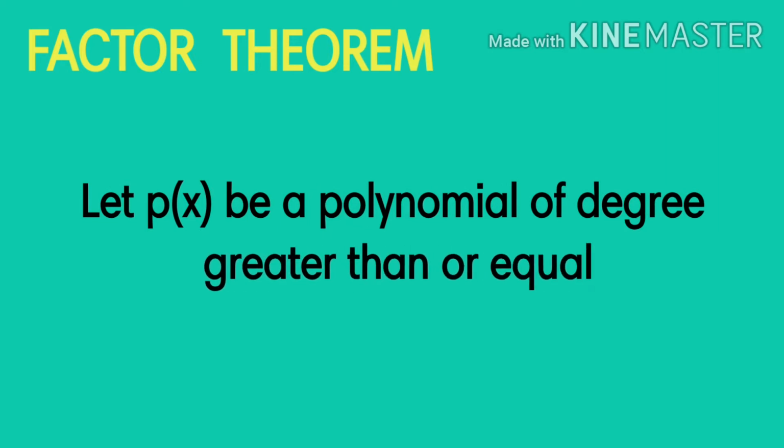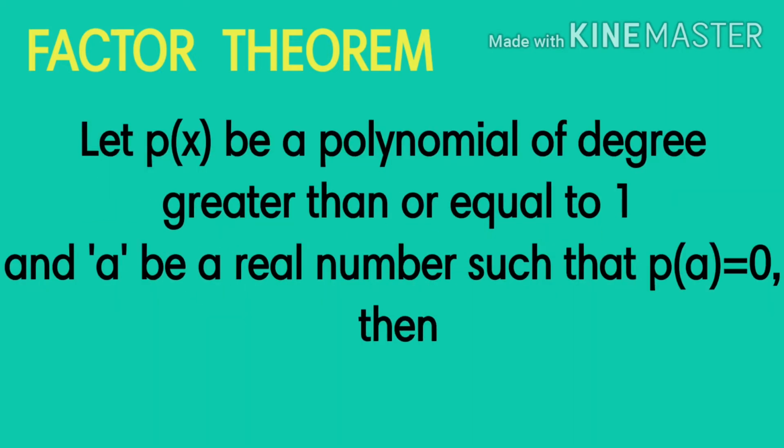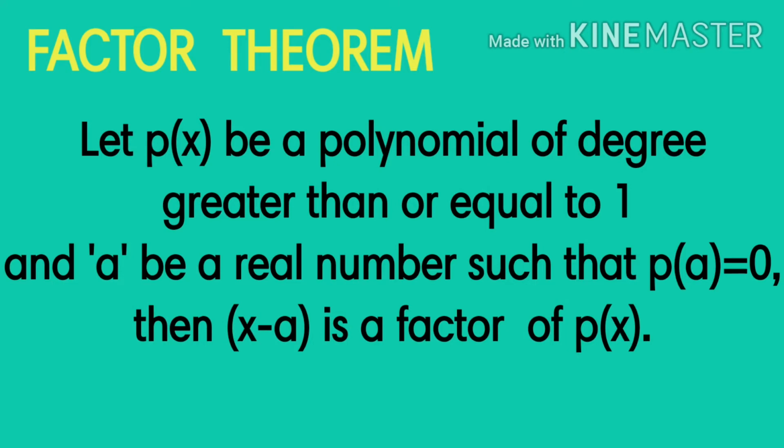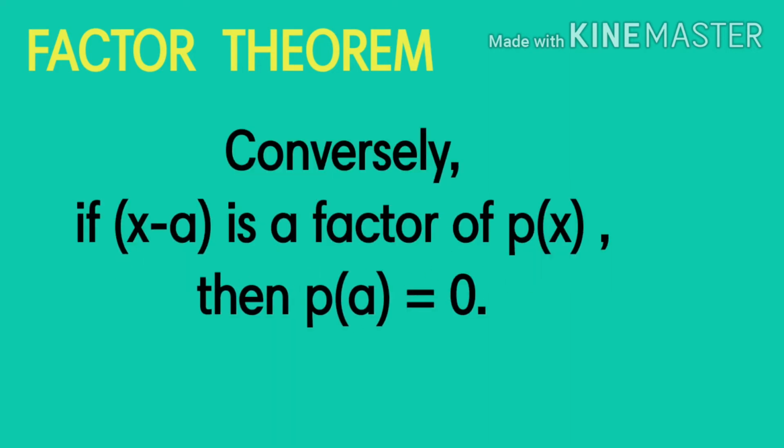So this can be represented as the factor theorem. It says: let p of x be a polynomial of degree greater than or equal to 1 and a be a real number such that p of a is 0. Then x minus a will be a factor of p of x. Here p of a is nothing but the remainder. Conversely, if x minus a is a factor of p of x, then p of a is 0. So this is the converse theorem.